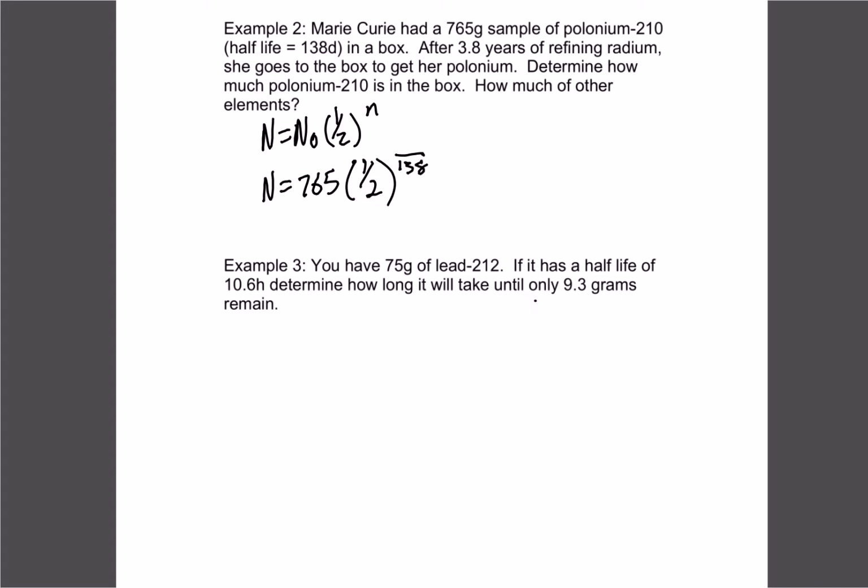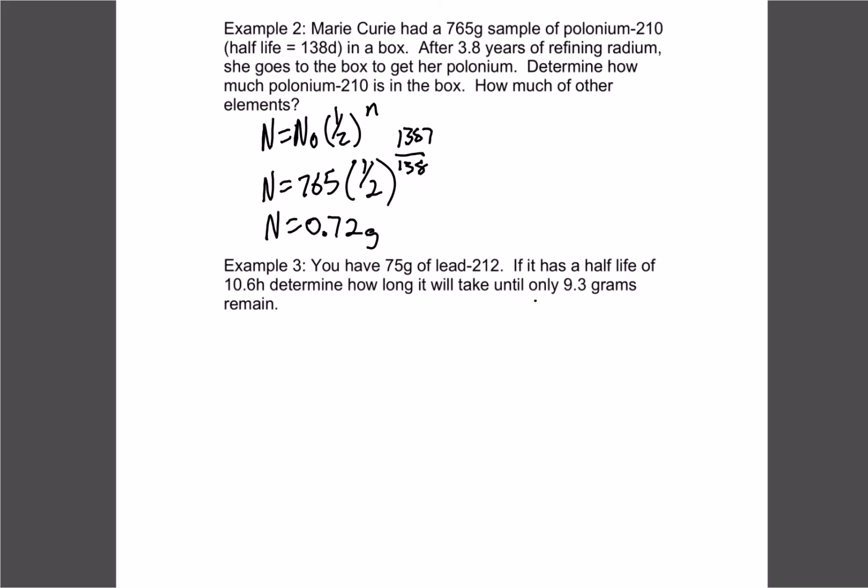So on your calculator, if you go 3.8 years times 365 days in a year, that gives us 1387. If we divide those, you can see it's roughly 10 half-lives. So we'd have 765 times 0.5 to the power of 10, or you can just type in 1387 divided by 138, and that gives us 0.72 left over. So this original was in grams, that means we only have 0.72 grams left over.